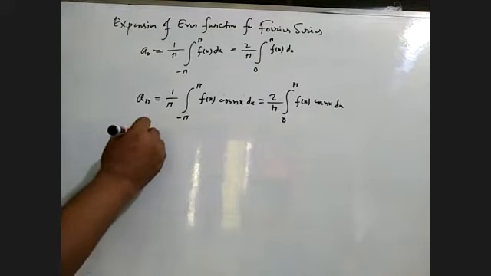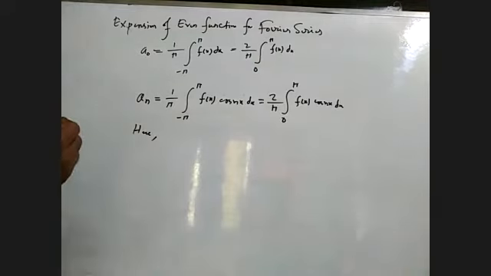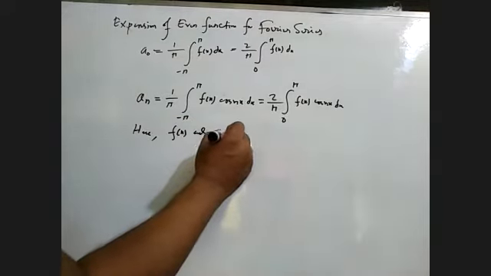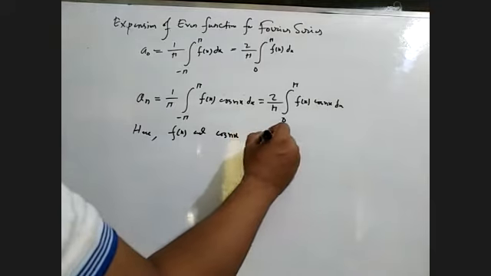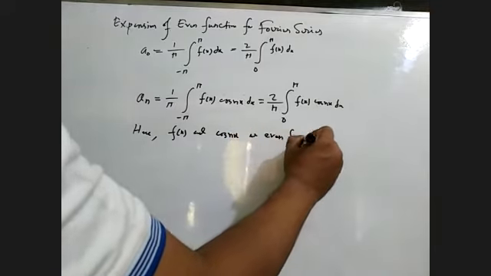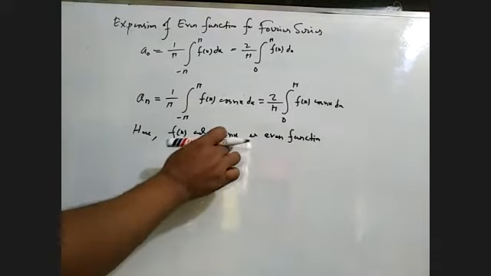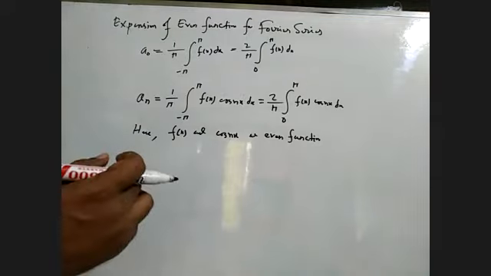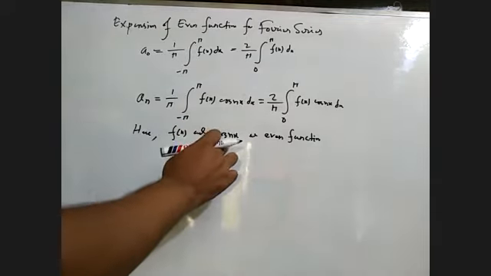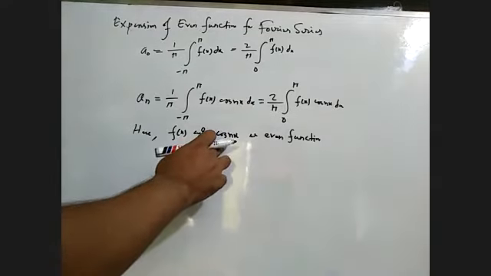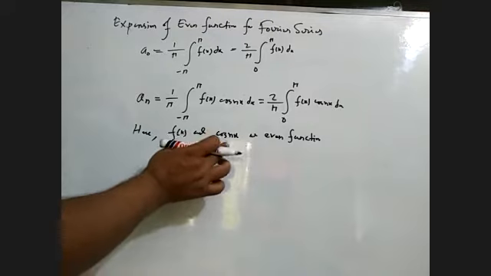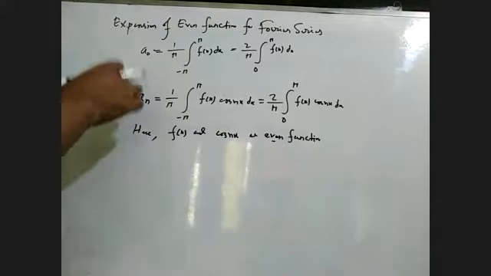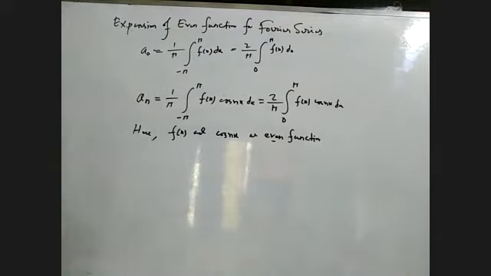Here, remember that f of x and cos nx are even functions. Remember it. This cosine function does not pass through the origin, because cos 0 equals 1. This is why both functions are even functions. So for this even function, we have to find these two like this.